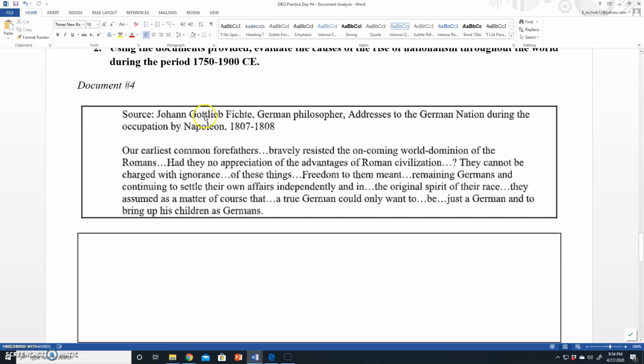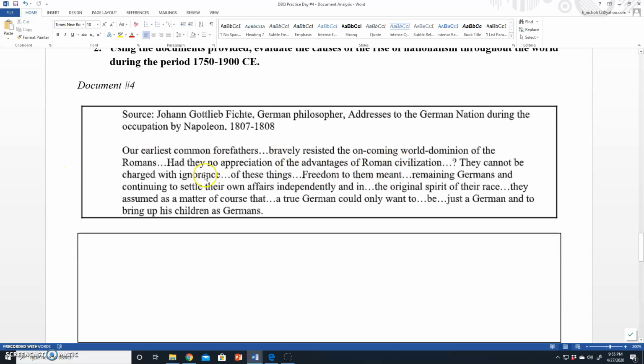Could it be that Johann, whatever his name is, is saying positive things about the German nation because he's trying to inspire the German people when they're being occupied by a French dictator, Napoleon? Could he be trying to inspire revolt? Could he be trying to drive out the French? Those are all possibilities. You just have to simply point those out. Go further. Is he maybe hoping to do something? Could he be hoping to unite the Germans into one nation? Could he be saying, let's resist them like we resisted the Romans of the past?